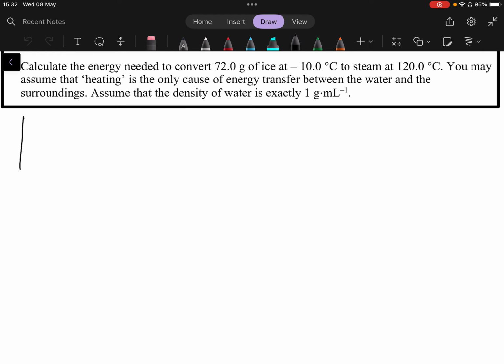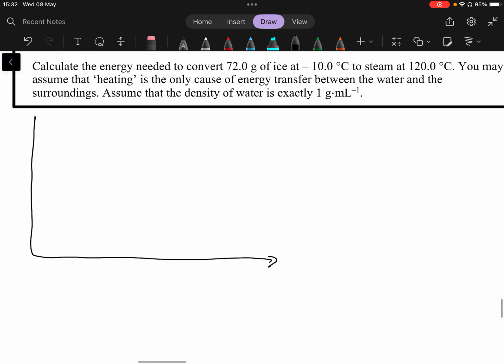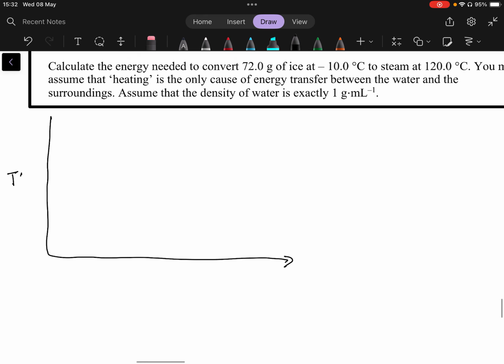So let's try to illustrate that just initially for ourselves at least by plotting, well, let's say it's the temperature in degrees Celsius against the heat. So the temperature increases that way, heat increases that way. So we're adding heat to a system. We're not extracting the heat. Our starting temperature, we're told, is minus 10 degrees Celsius. So here's minus 10.0 degrees Celsius. And that's where our block of ice starts.